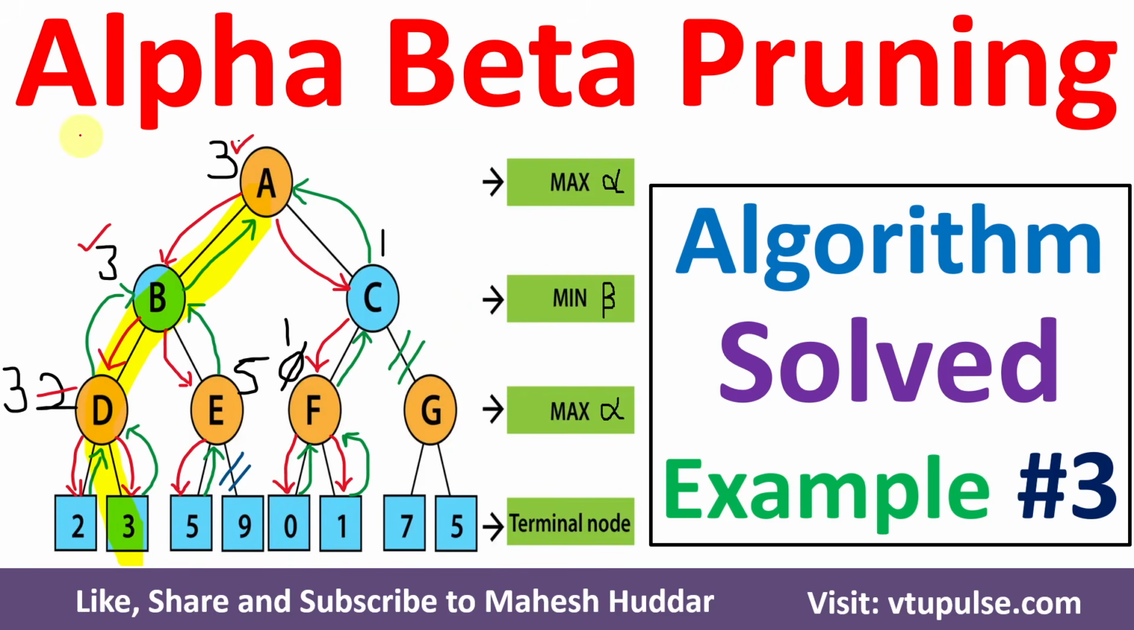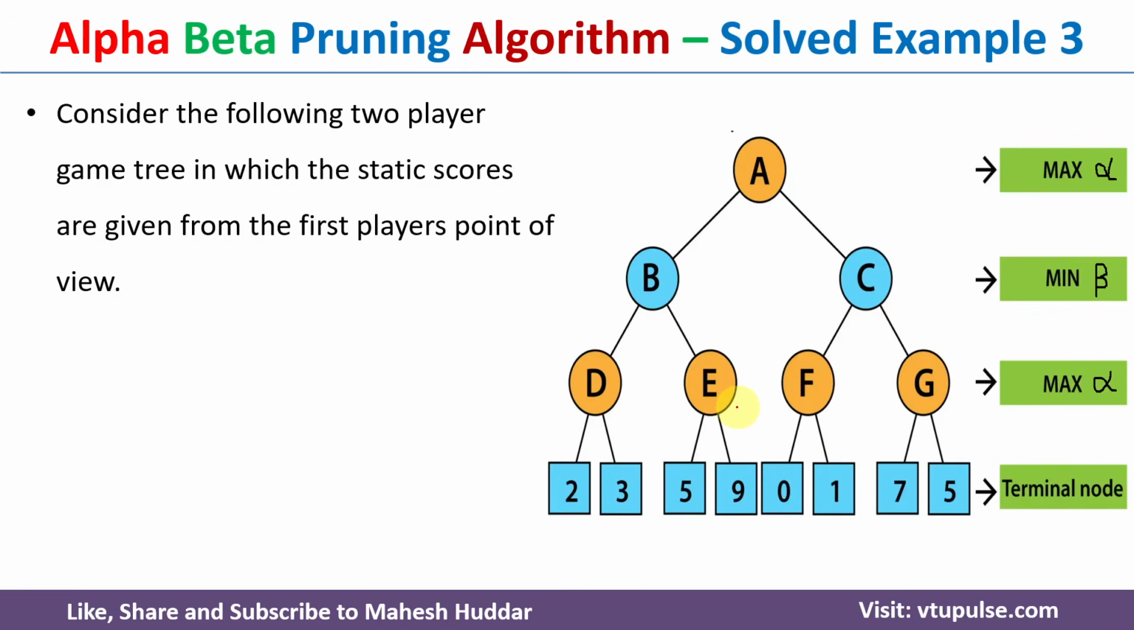Welcome back. In this video, I will explain the concept of the alpha-beta pruning algorithm with the help of a simple solved example. This is the third example, and the previous two examples' links are given in the description below. Here, consider the two-player game tree in which static scores are given from the first player's point of view, that is, from the max point of view.